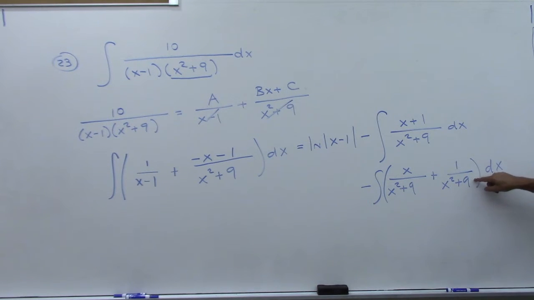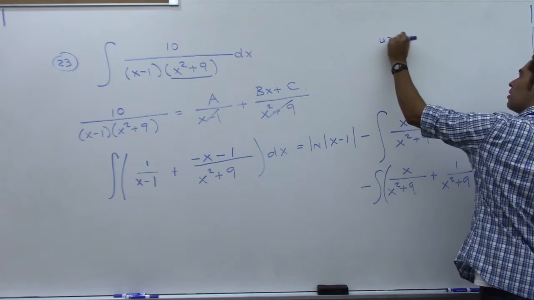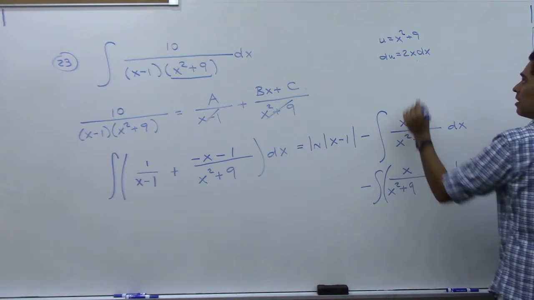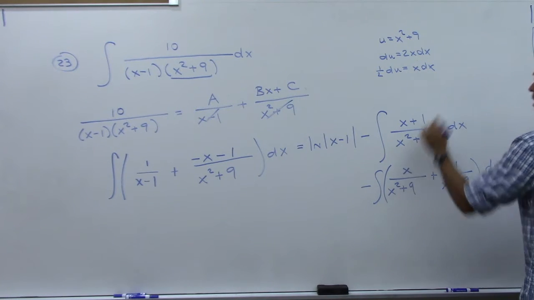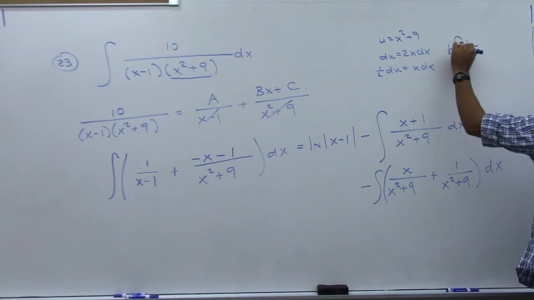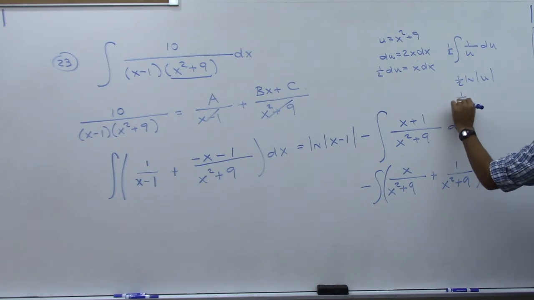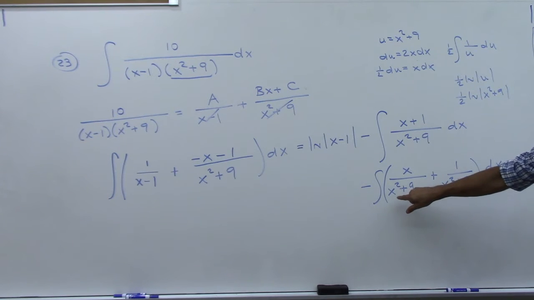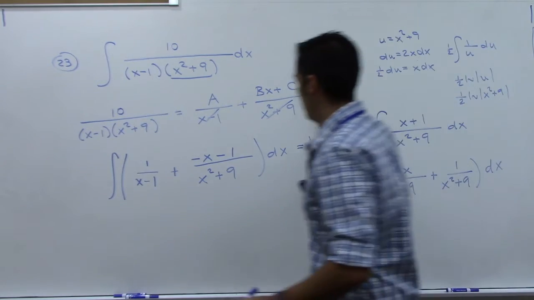And this one I recognize, that's arctangent, right? The antiderivative is arctangent. For this one, I need a basic substitution. I would just let u be x squared plus 9. du is 2x dx. I don't have 2x, I just have x, so 1/2 du is x dx. And so this integral right here would be the integral of 1/2 1 over u du, which would be 1/2 natural log u, which is 1/2 natural log x squared plus 9. So this one right here is going to become 1/2 natural log x squared plus 9. This one's going to be arctangent, and then I have a negative in front. So I think I'm ready for my final answer here.